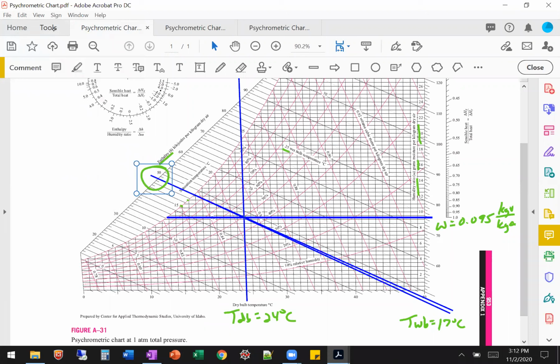Same thing when you look at what you've got right here. 50 is labeled on the line that comes across, and then 2 slashes out. And so we're at about an enthalpy of 48 kilojoules per kilogram dry air.